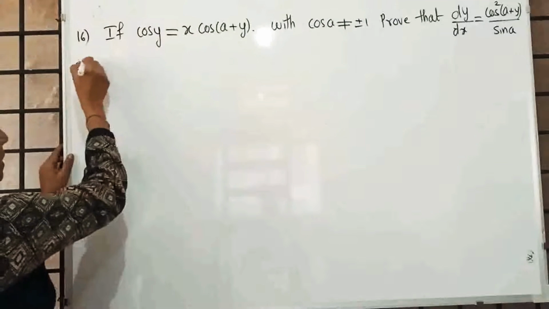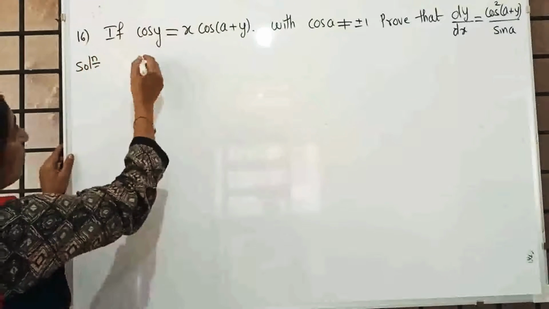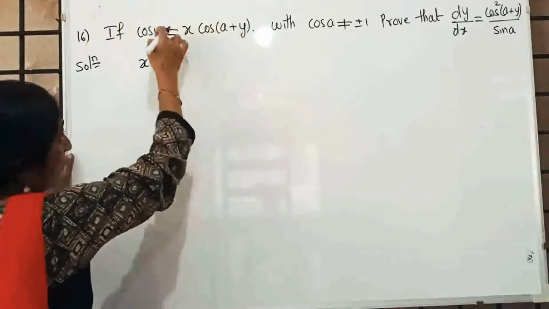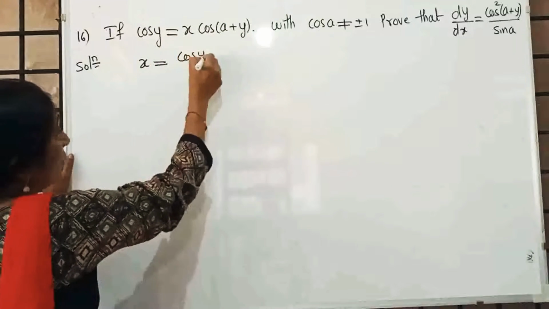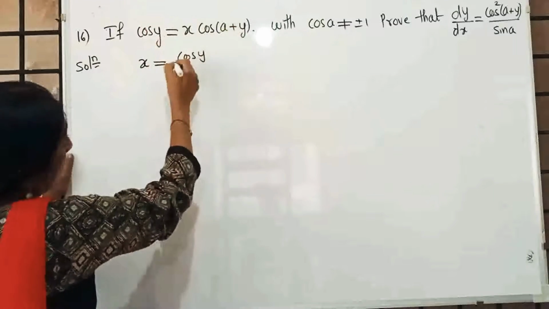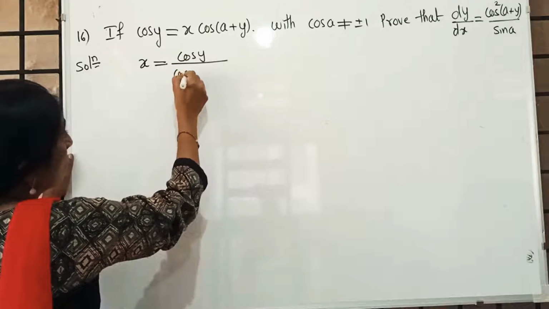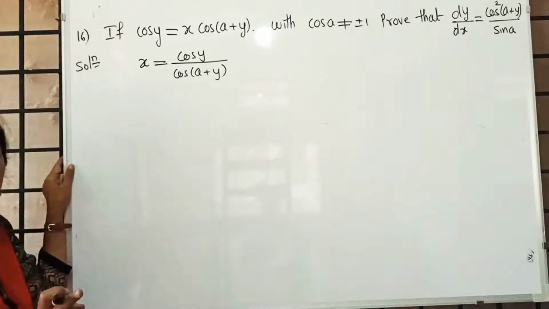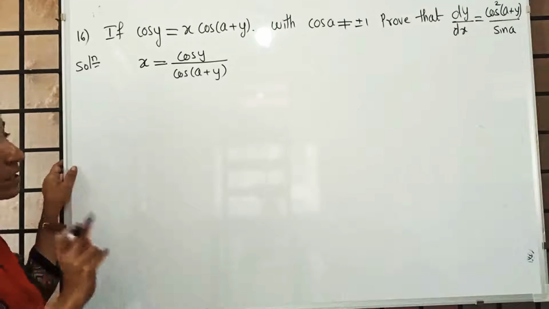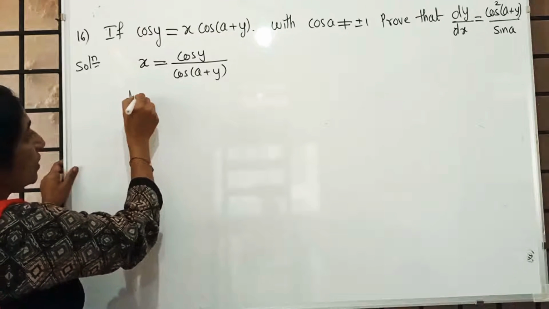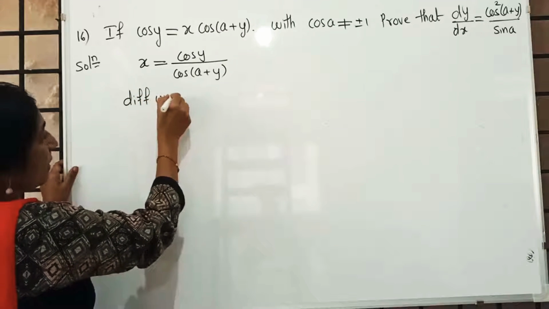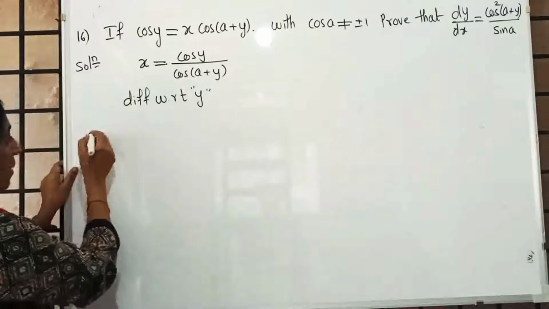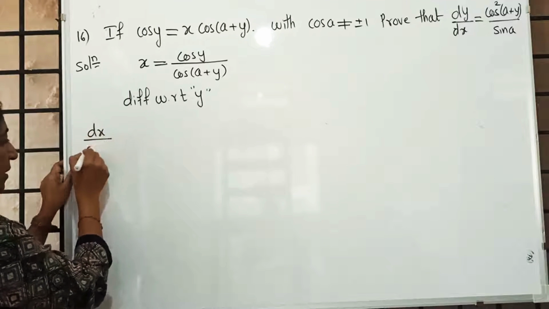So first, rearranging the expression. This time writing x is equal to, I kept x as it is, cos y on this side, cos (a plus y) on another side. It is cos y upon cos of (a plus y). And you know that only in the quotient rule you will get a square. So differentiating with respect to y. Please note down only this example. Only few examples are there.